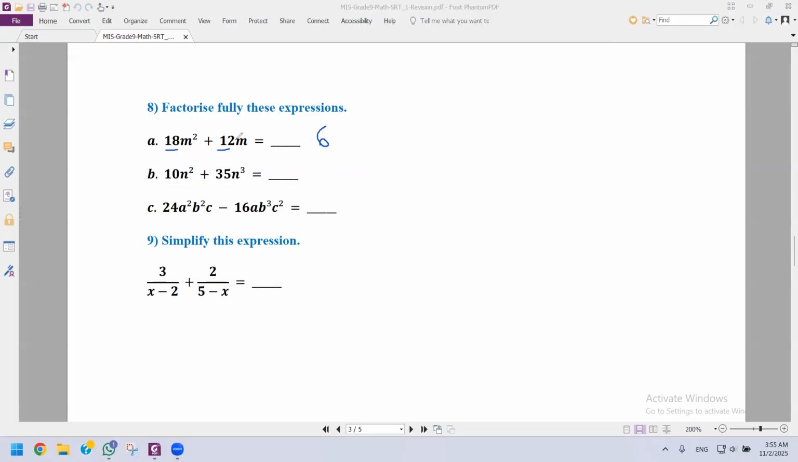Now you check the variables. m squared and m. Remember, in highest common factor, we pick the lowest. So I don't pick m squared, I pick m. So this is the highest common factor. Now what do I do? I open a bracket. Now I divide these terms by the common factor. Let me start with the first one.